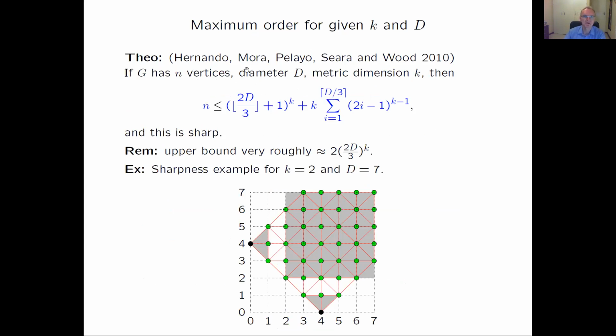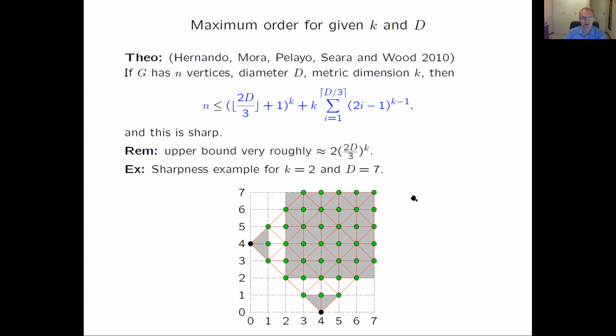This bound was made sharp already by the Spanish group about 10 years ago. And they proved the exact maximum value of a graph of given diameter and metric dimension. And that's this term here: the floor of 2D over 3, plus 1, to the power k, plus k times the sum over i equals 1 to the floor of D over 3 of (2i minus 1) to the k minus 1. Now, that's not a very handy sum. If we approximate it very roughly, then we get that this bound is very roughly 2 times (2/3 D) to the k. So nothing like D to the k, what we had a moment ago as the dominating term, but more like (2/3 D) to the k.